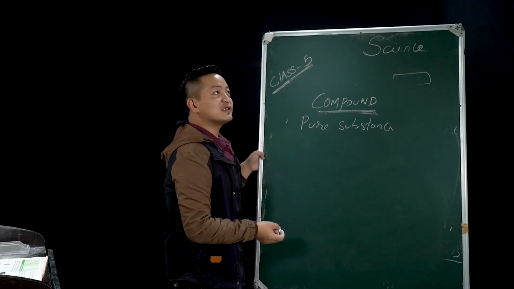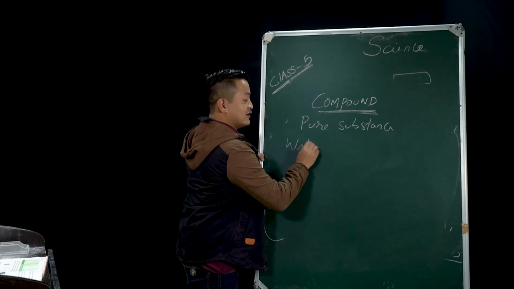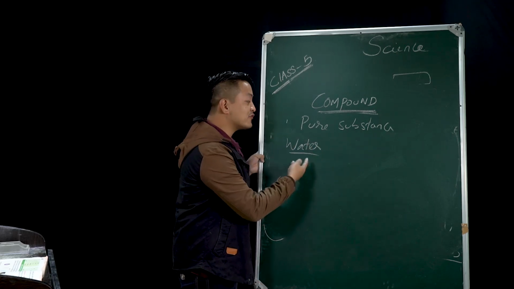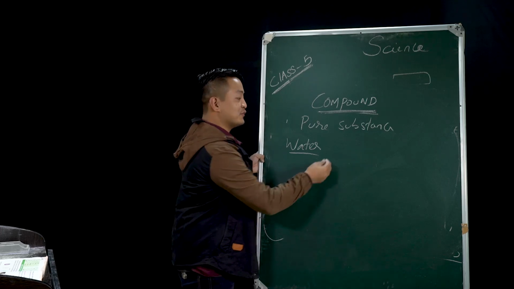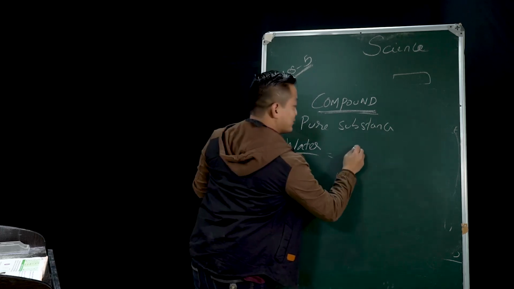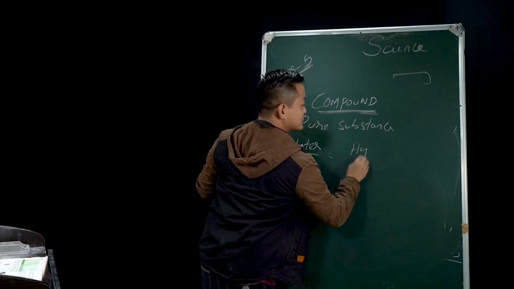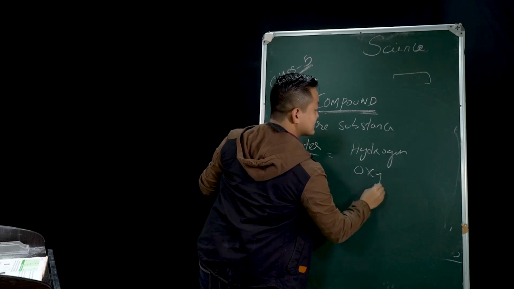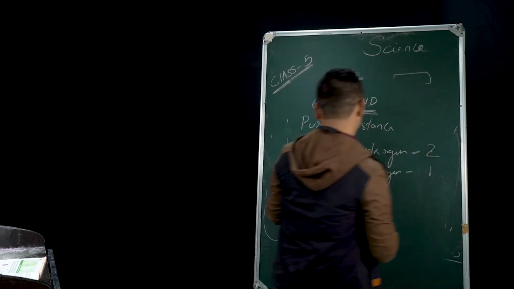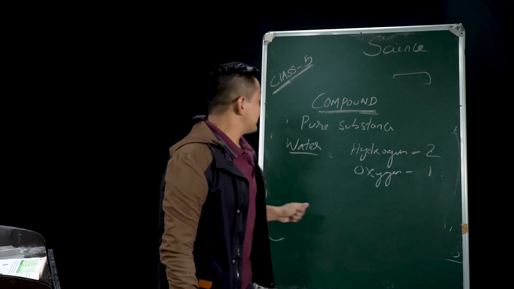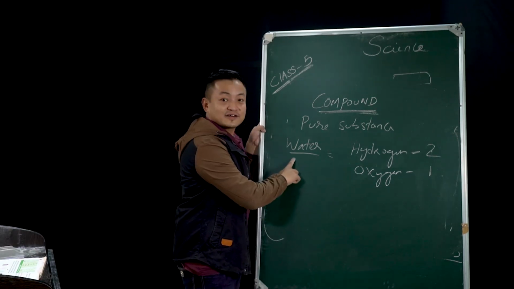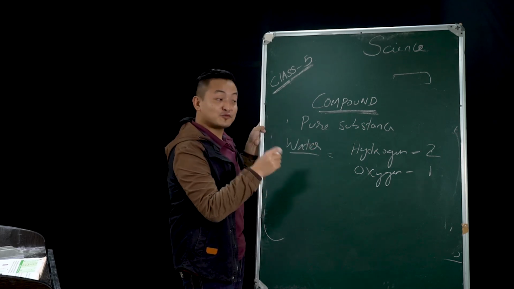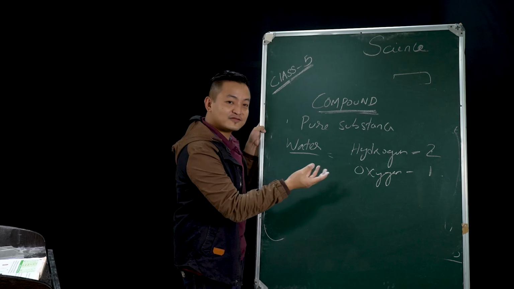Clear? Now let's say water, okay? Water is an example of a compound because we have two or more elements here, because water is made up of hydrogen and oxygen. Okay, so students, the example will be water, okay? Water is made up of 2 hydrogen and 1 oxygen, the water that we see, clear? The water that we have.